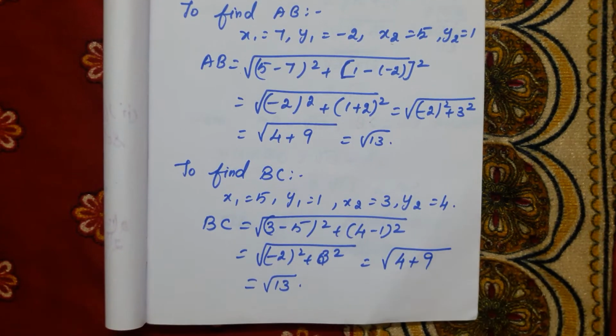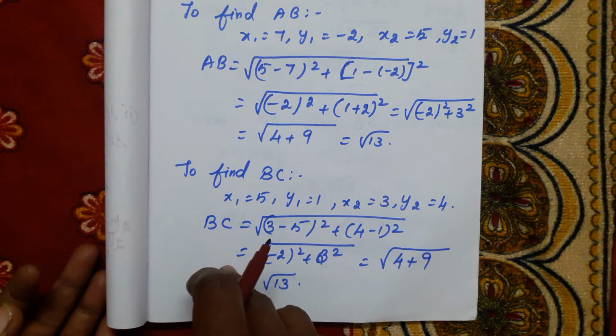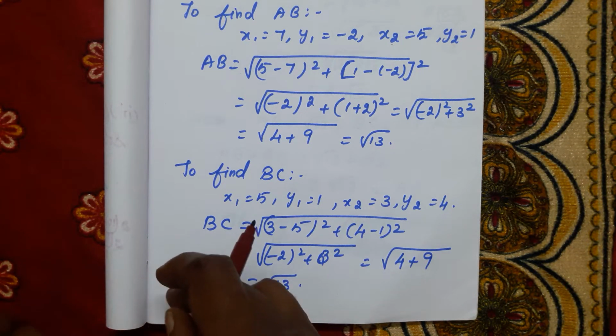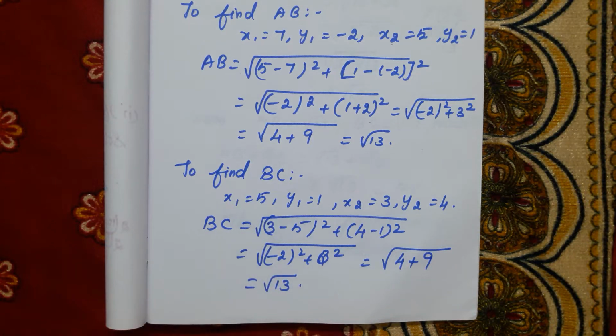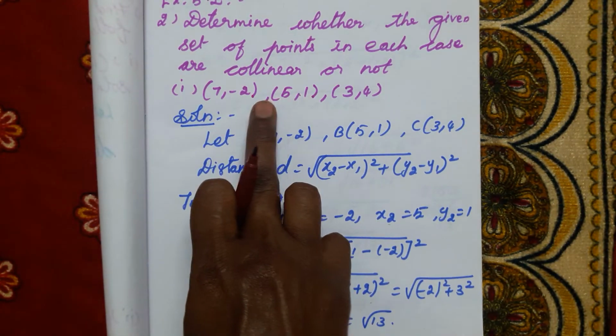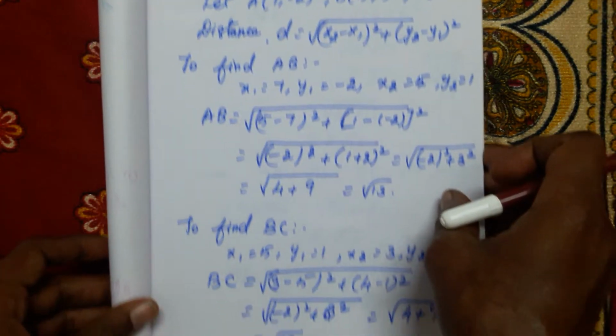Then we have to find the side BC. What is the condition for collinear? AB plus BC is equal to AC, otherwise AB plus AC is equal to BC. Adding any two sides, if we get the third side, that means it is collinear. To find BC, what is x1, y1? B is x1, y1, and C is x2, y2.